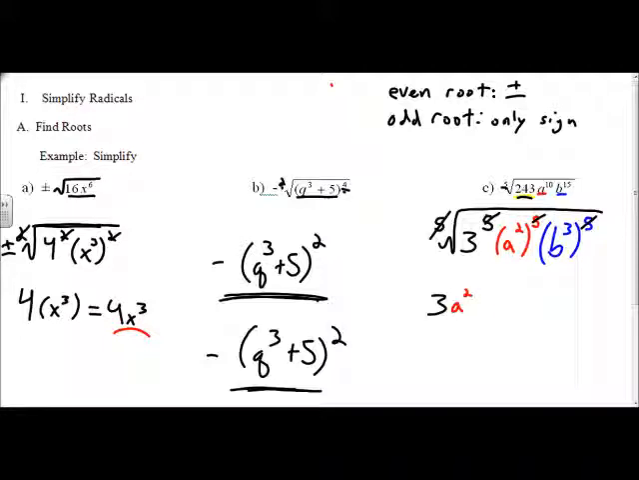squared b cubed. And this one would be our final answer. And again, because it is an odd root, we only use the sign that we have. And since it didn't have one out front, it's assumed that it's positive and not a negative. It's just the positive version. So we know that this is going to be our answer.